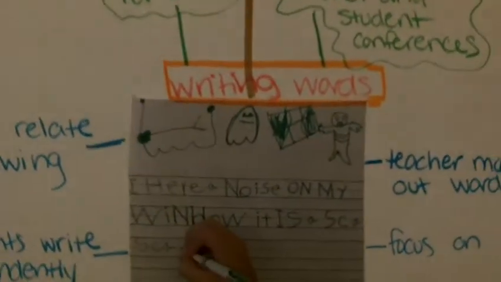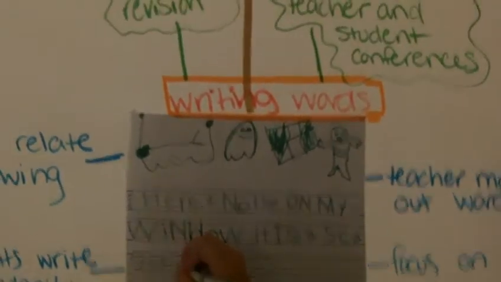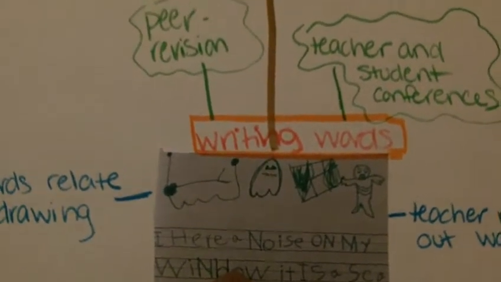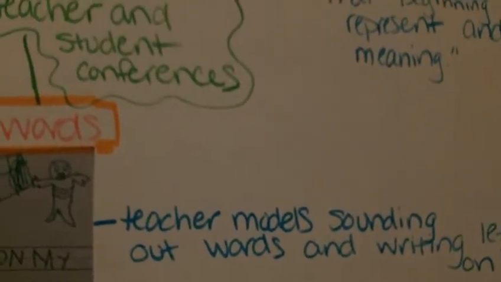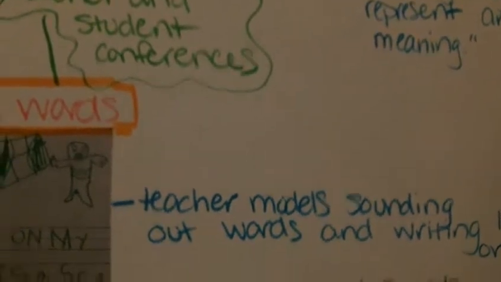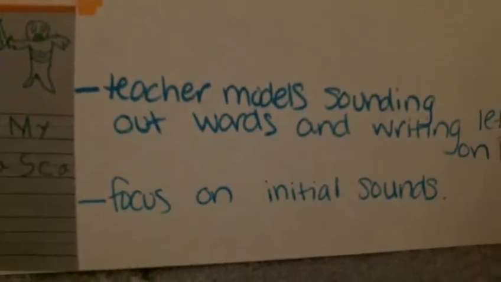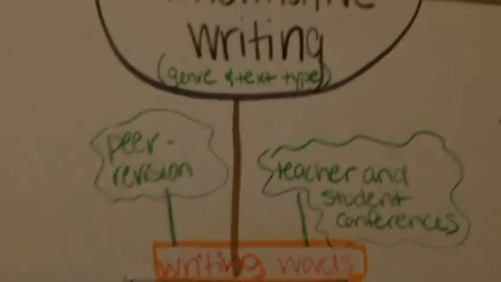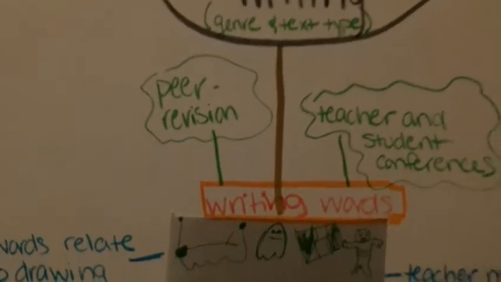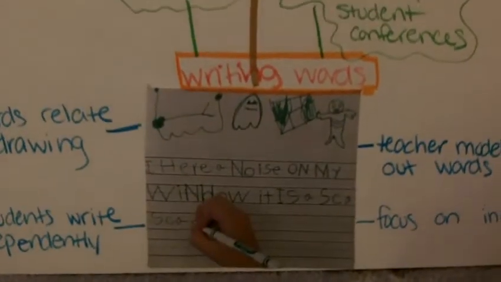Now we're going to move on to writing words that go along with the drawings. Again, the teacher is going to model sounding out words and writing letters and words on paper. It's important that the teacher focus on initial sounds at first when sounding out words. One way to begin lessons with writing words is that teachers can point out written words in the classroom, such as the rules that are written on the board or morning messages that are written every day.